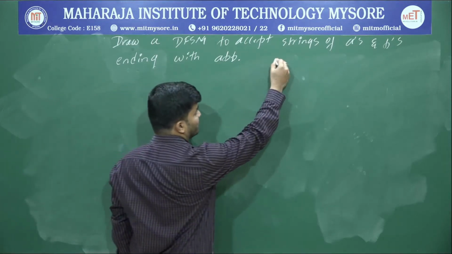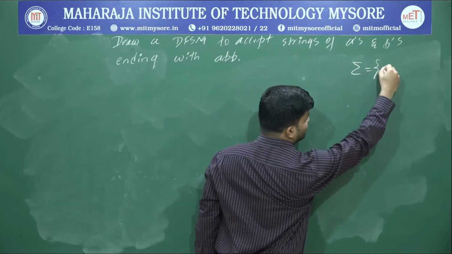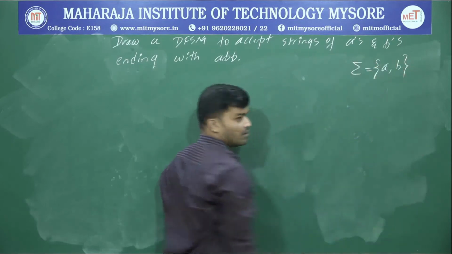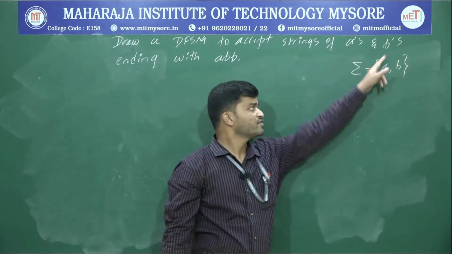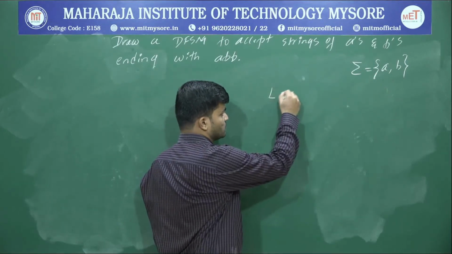The first step is to write down sigma. Sigma is A comma B. Why is it A comma B? Because the strings are of A's and B's. Therefore sigma is A comma B. Next you write the language.